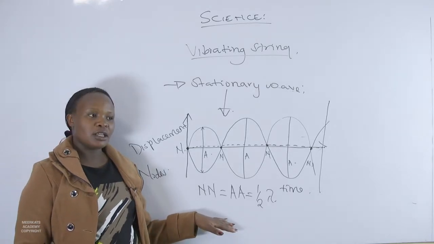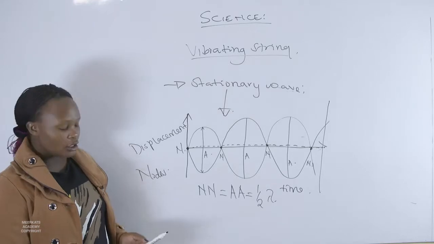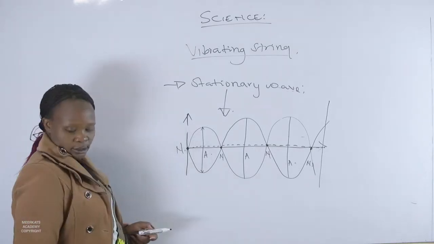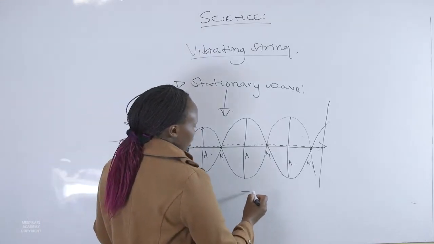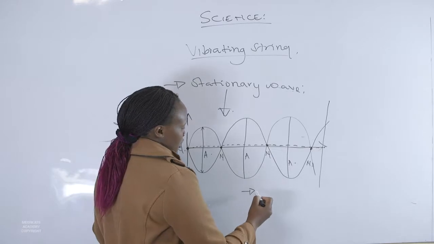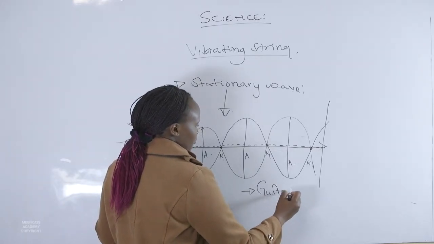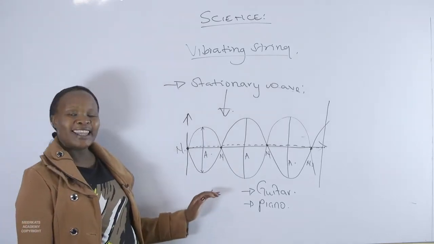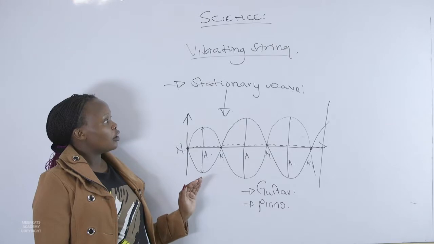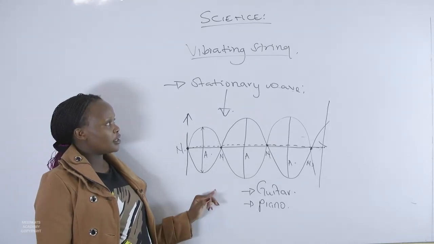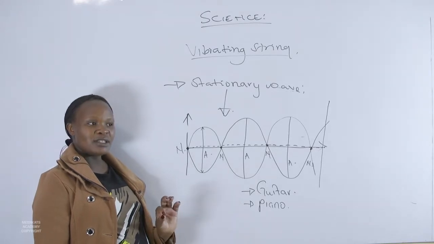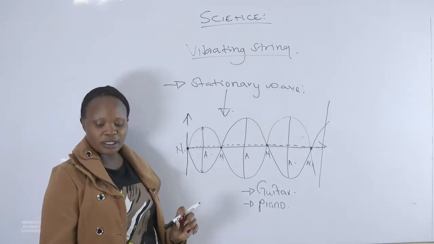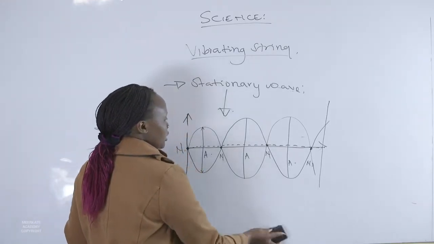Now, this is a concept that we have made use of when we talk about musical instruments. The musical instruments that we are talking about here are like the guitar and the piano. The guitar and the piano make use of vibrations of strings, and especially the guitar. What happens is that we set stationary waves on the string and we play about with it to produce different sounds, as we are going to see in a bit.